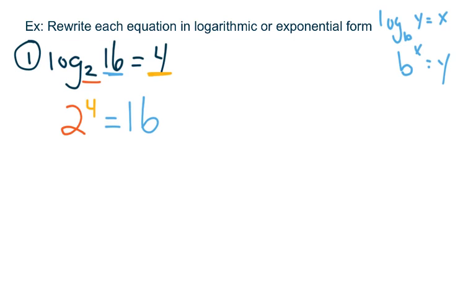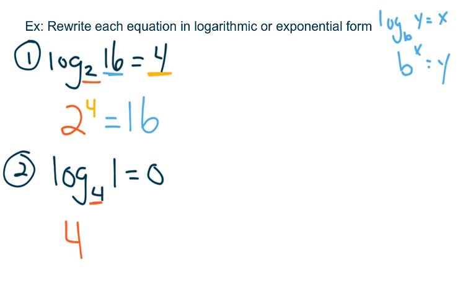Let's try another one here. So number 2, we've got the log base 4 of 1 is equal to 0. Start with your base, the bottom number, 4. The number on the end of your equation is your exponent, 4 to the 0, and then that's equal to what you were taking the log base 4 of. 4 to the 0 equals 1. That should make sense. Any number to the 0 power is 1, but we're using 4 in this case, so 4 to the 0 is equal to 1.